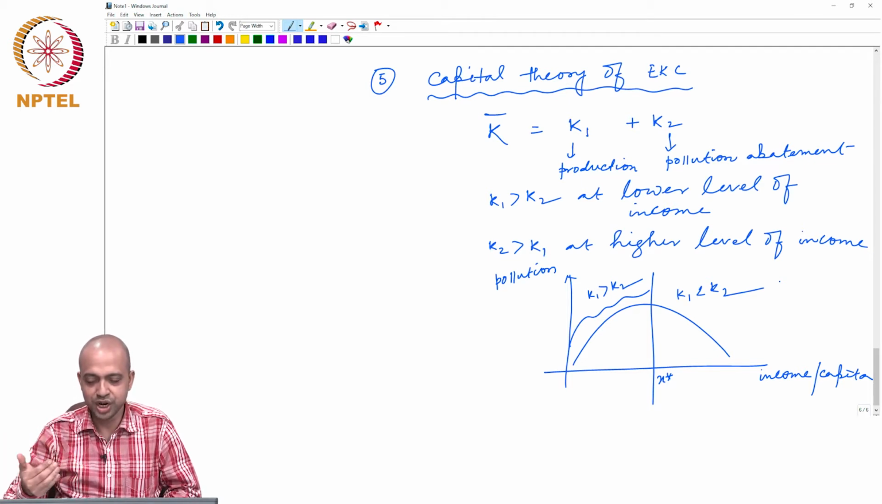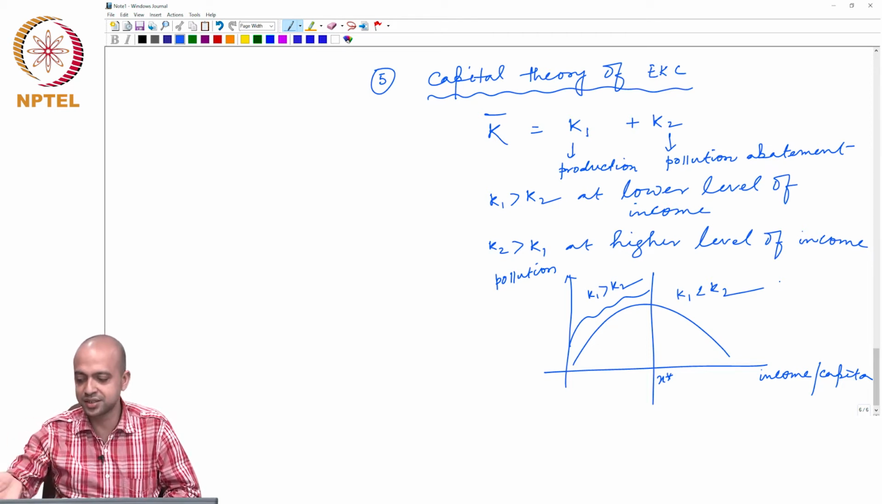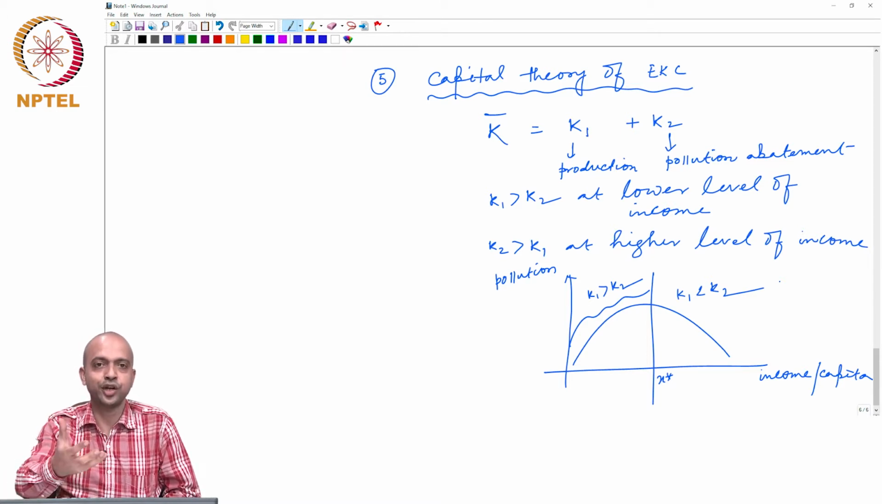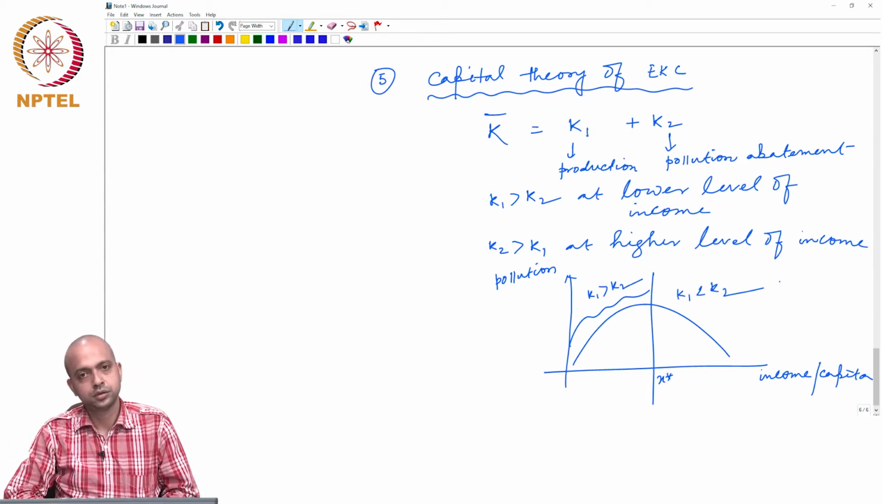As a result of which, at the initial phases, K1 is greater than K2, at the higher level of income, K2 is greater than K1. And this capital theory basically explains the inverted U-shaped relationship between pollution per capita and income per capita. It all depends on how much capital we are allocating for production, how much capital we are allocating for pollution abatement. Okay? How much we are allocating for here, how much we are allocating for there. That basically explains the environmental Kuznets curve.